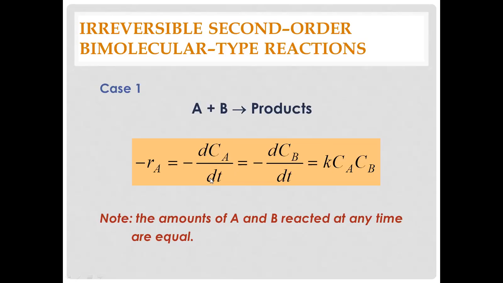Is this the concentration or is this now talking of the rate of change of the concentration? Rate, Miss, of change. Okay, this is not the concentration. This is the rate of change of the concentration. Now, if the amounts of A and B reacted at any time are equal, I'll have a new screen so you will see.